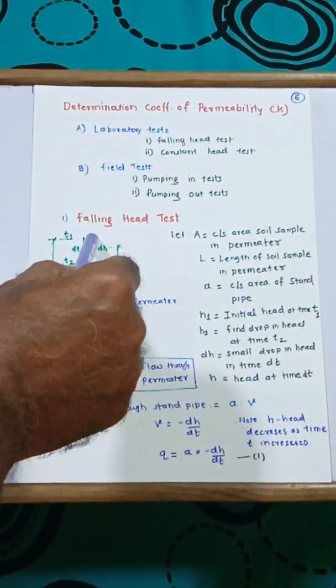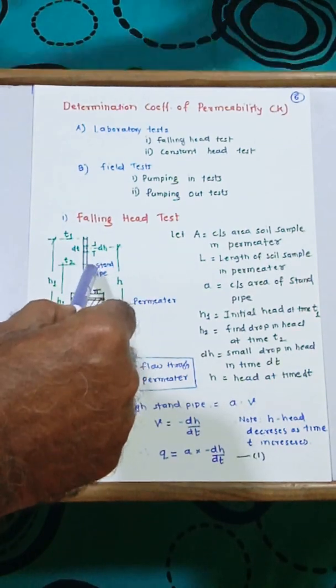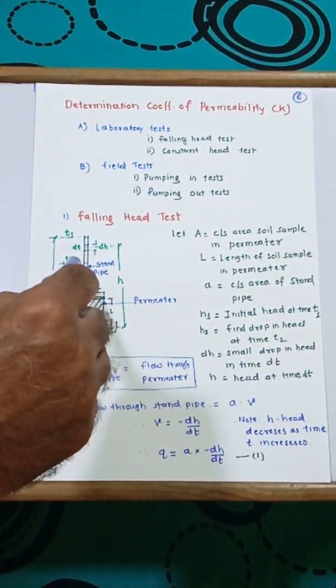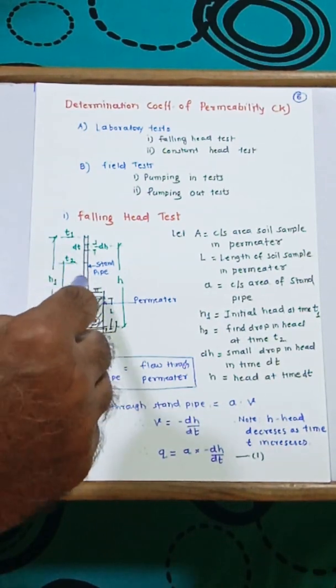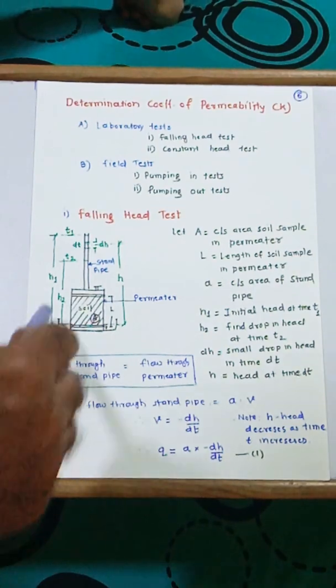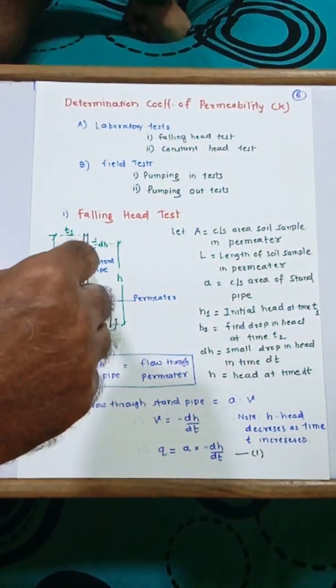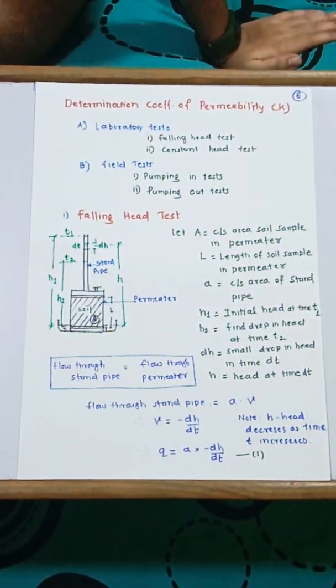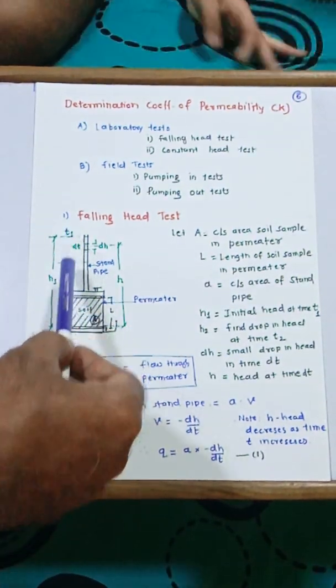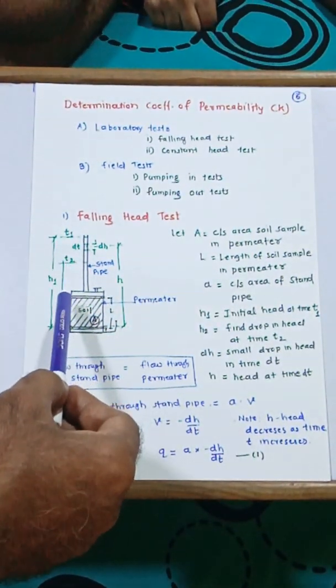And now as the time increases, the head drops from h1 to h2. At that time, the head drops to h2 in time t2. So this is the total head loss that takes place from h1 to h2.